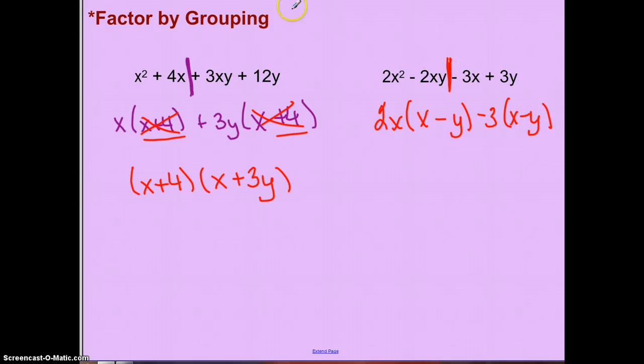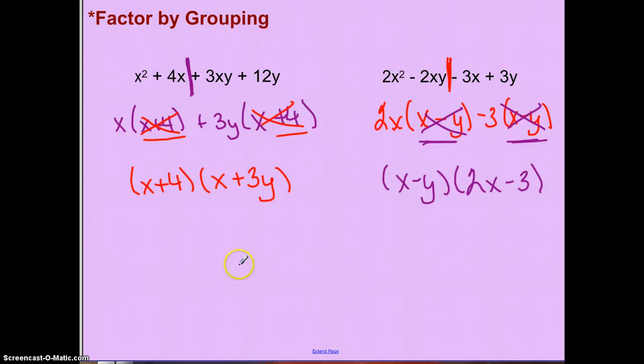Again, if I did it right, my two parentheses should match. So that matching pair of parentheses is one of my two binomials. And then once I get rid of that, my other binomial is the stuff that's left over on the outside.